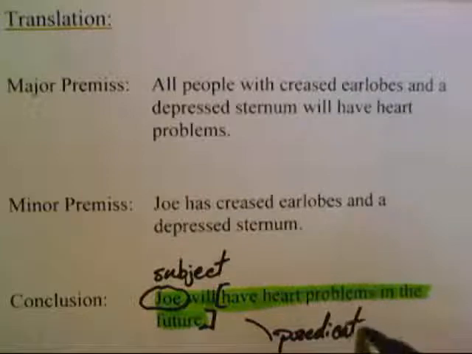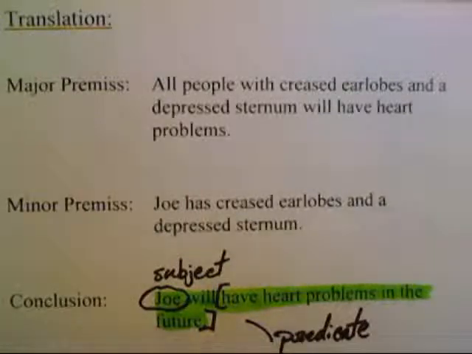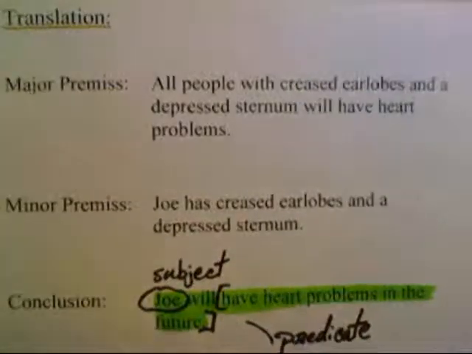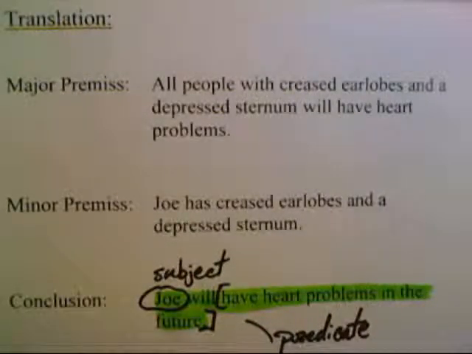So Joe is our subject, and having heart problems in the future, this is our predicate. This is what we're being told about the subject in the end from this argument. So subject and predicate. Once we've identified these things, putting together the rest of the premises is actually pretty easy.